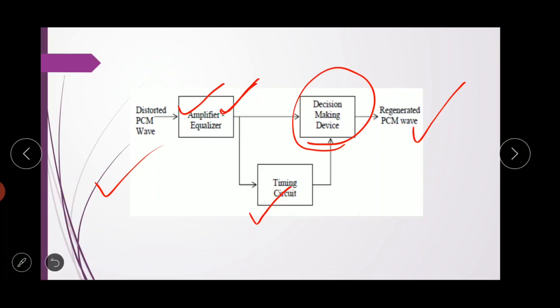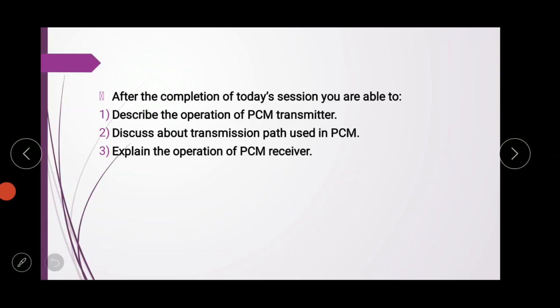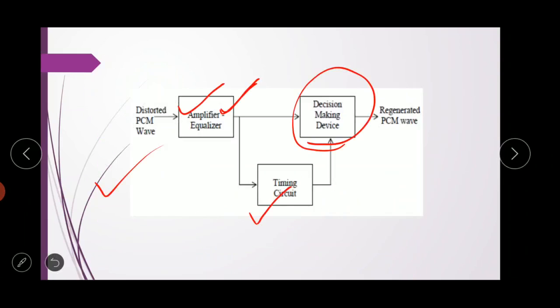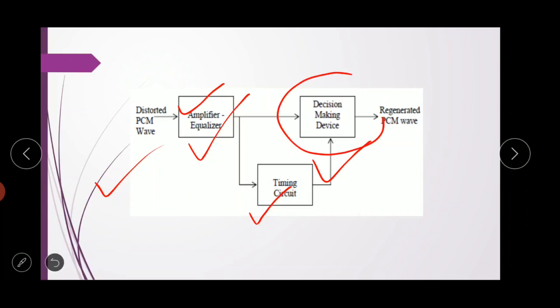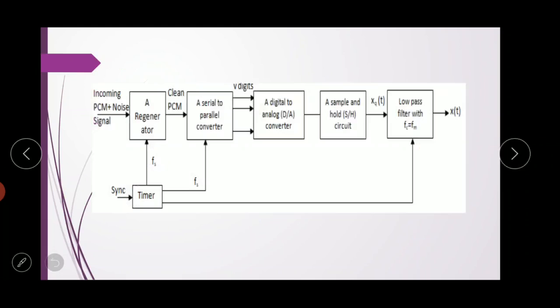So the decision making device compares the output of the equalizer and the timing circuit. Then as per the comparison it gives the output. Next is the PCM receiver. So this one is the theory part. Let's go to the block diagram.